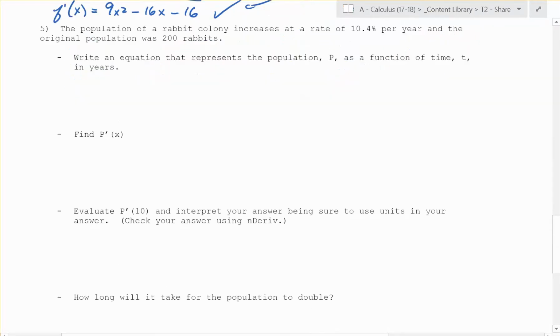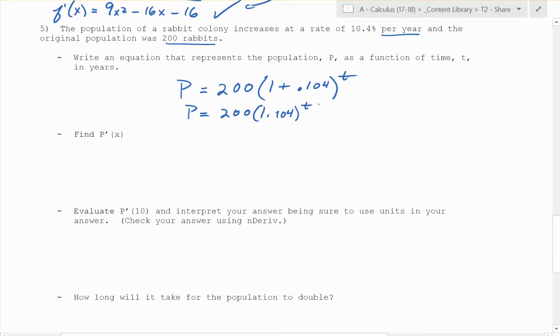So the population of a rabbit colony increases at a rate of 10.4% per year. That's important. And the original population was 200 rabbits. Write an equation that represents the population p as a function of time t. So in this case, we're going to be using the initial population, which is 200, and it's regular exponential, so it's going to be 1 plus the rate. In this case, the rate is 10.4%. That's 0.104 to the t. So you can simplify that a little bit and get p equals 200 times 1.104 to the t.